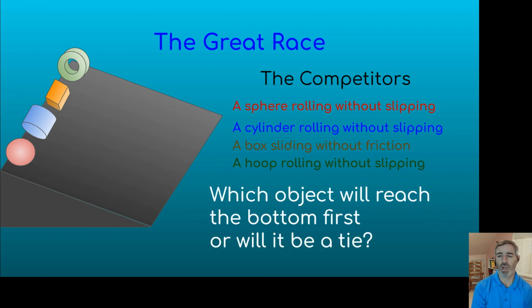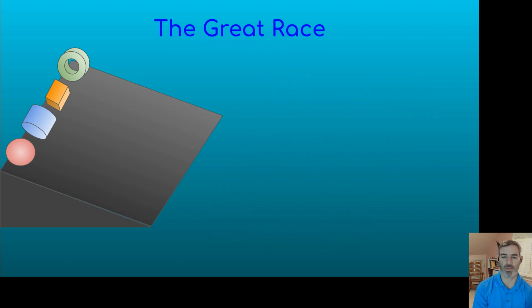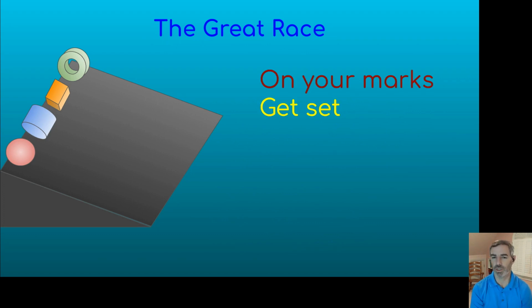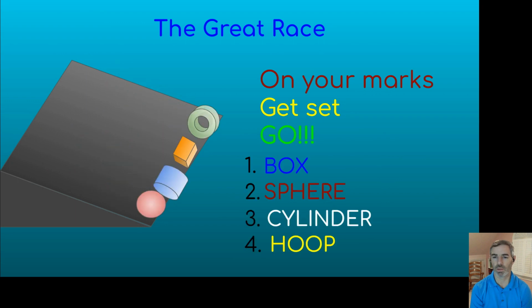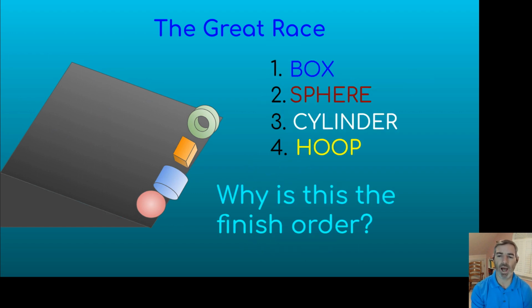The question is, which object will reach the bottom first? Or will it be a tie? So let's go ahead and start this race. On your marks, get set, go! And we can see the box is our blue ribbon winner. Our second place is the sphere, third place is the cylinder, and last is the hoop. So naturally, the next question would be, why is this the order of the finish?